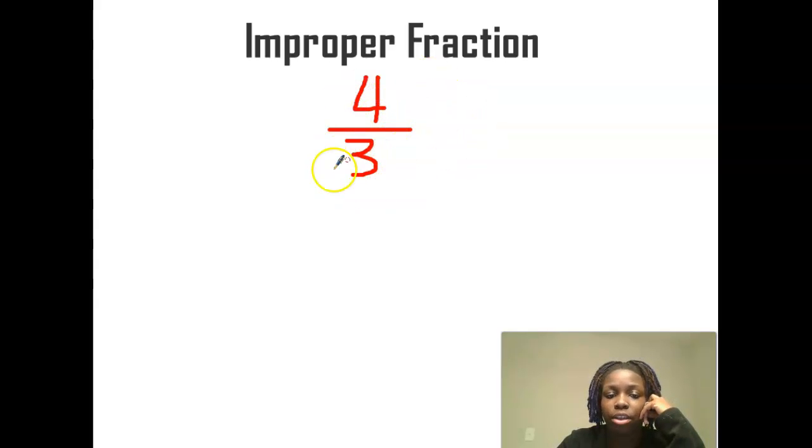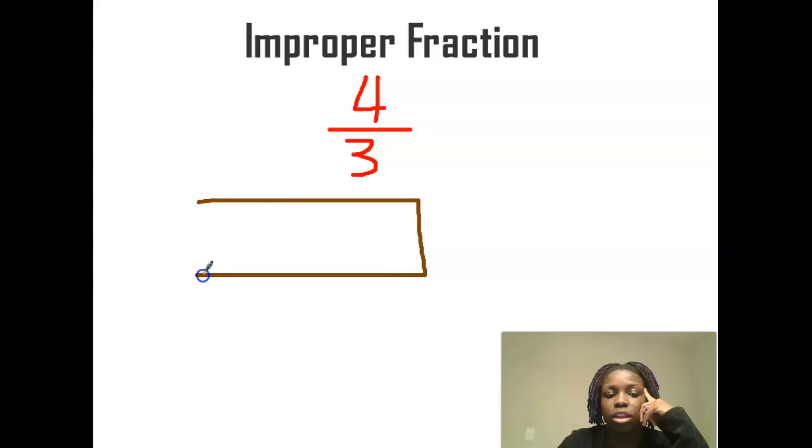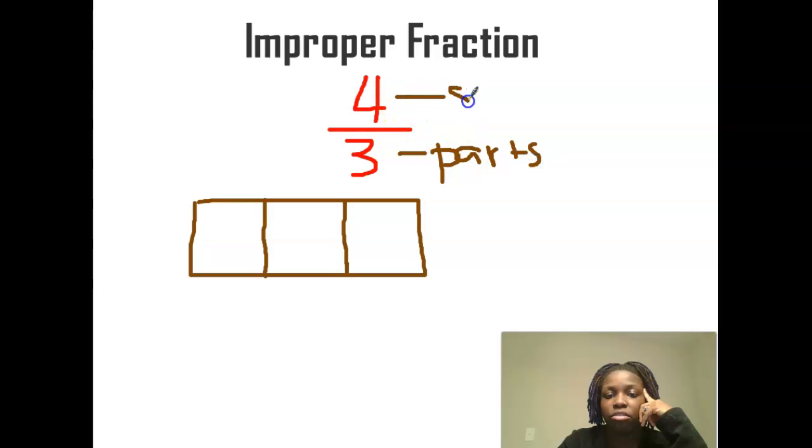So how we draw this out is we think about chocolate bars first because Ms. Brown likes chocolate bars. And we look at the denominator. How many parts are there? Great, there's 3 equal parts. So I know this represents parts, and my numerator represents how many are shaded. So how many have to be shaded though? Good, 4 has to be shaded.